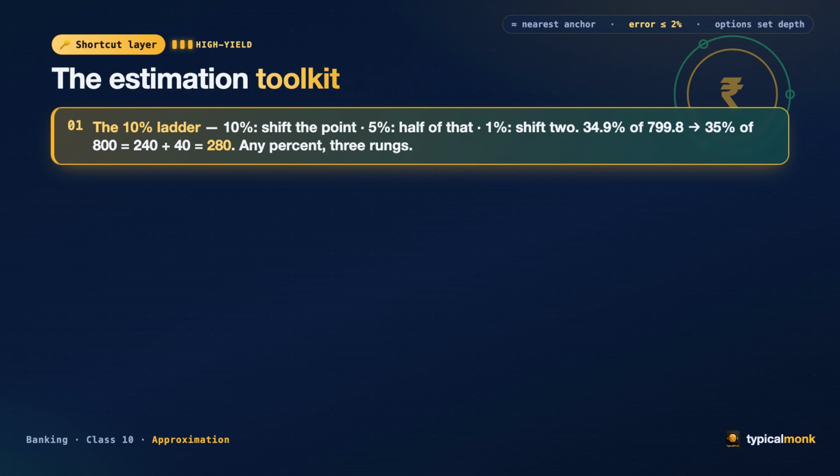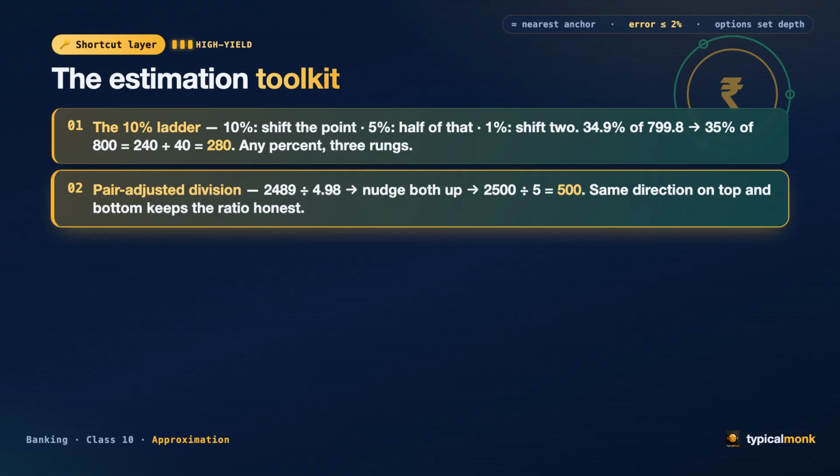Tool 1, the 10% ladder. 10%, shift the point 1 place. 5%, half of that. 1%, shift the point 2 places. Now any percent builds in 3 ranks. 34.9% of 799.8, that is 35% of 800. 10% is 80, so 30% is 240, plus 5% which is 40, 280.